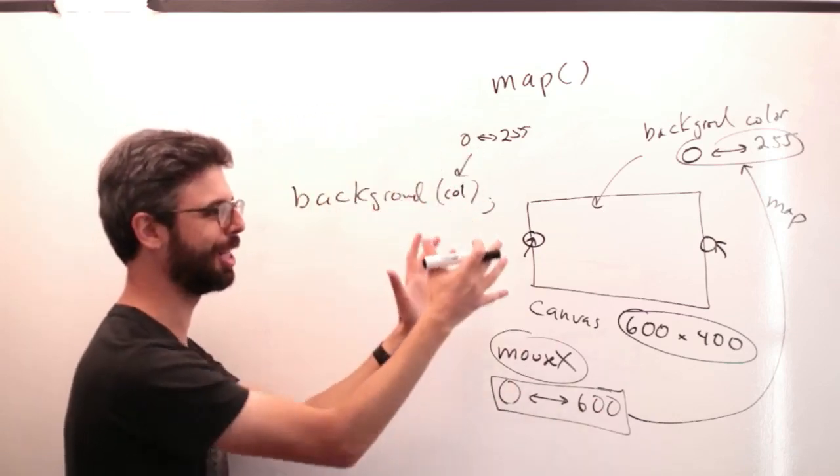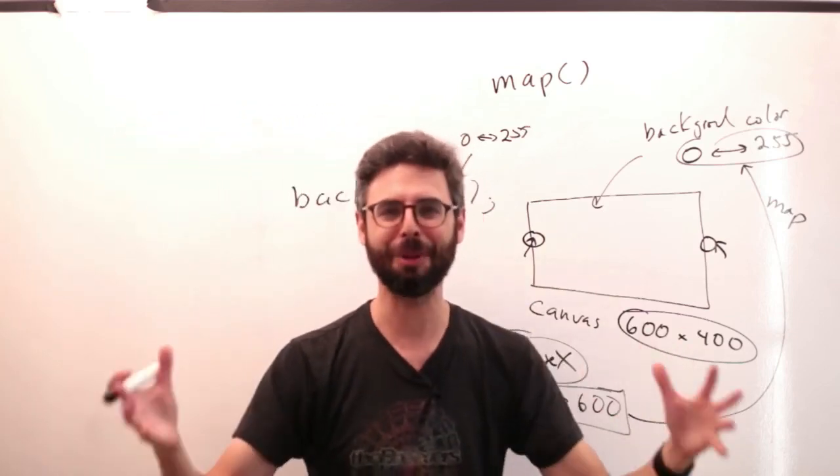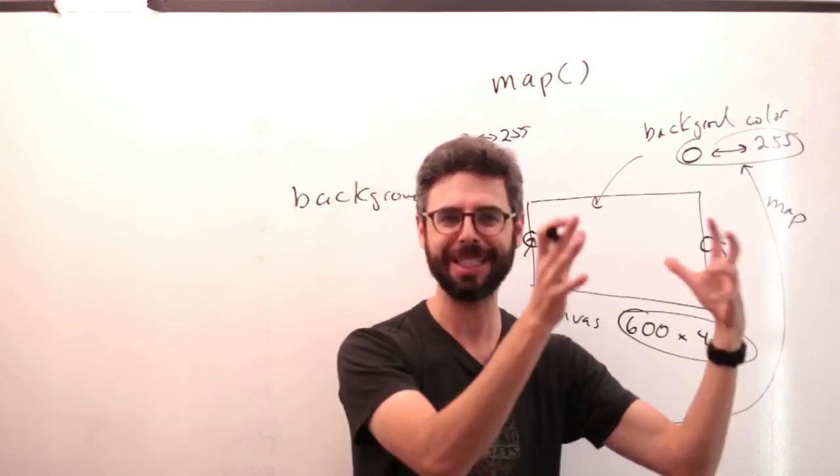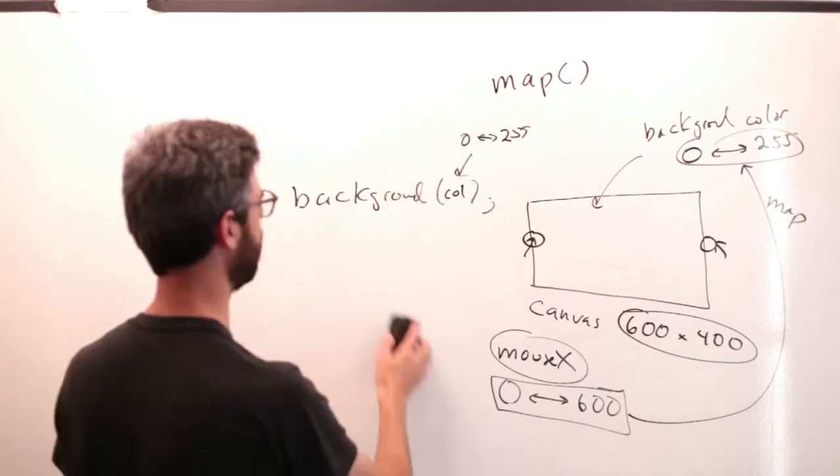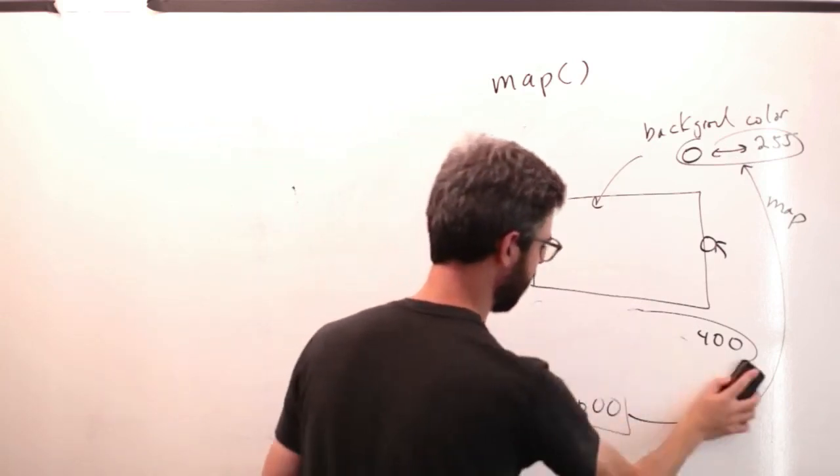The map function is a general function that will take any range and map a value inside that range to a new value in any other range. So let's take a look at how that works in this context.